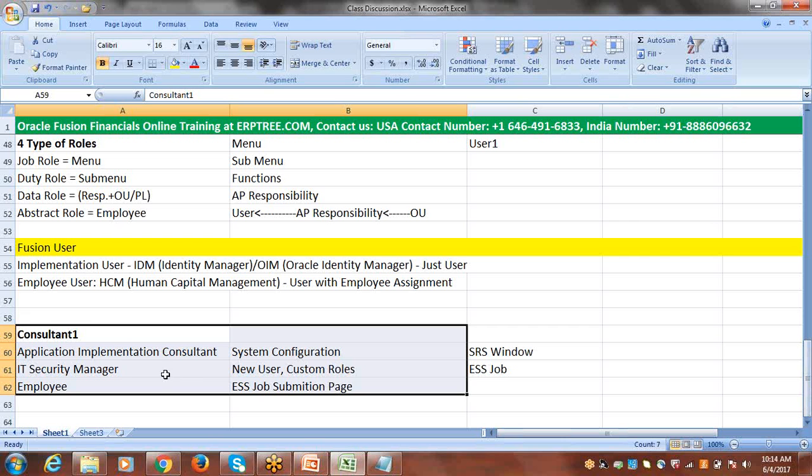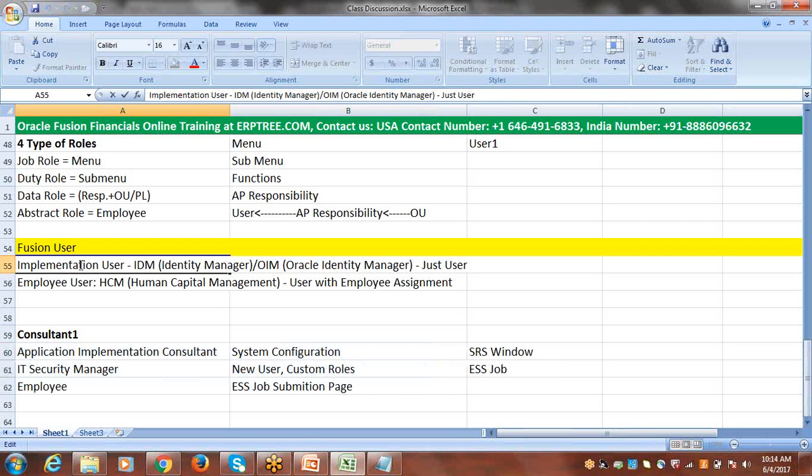The other point we discussed is that the user is an implementation user, so you cannot map an employee. In the case of an employee user, there will be an employee association with the user: employee user means user plus employee, and implementation user means just user in the system. Now, how do these two make a difference?